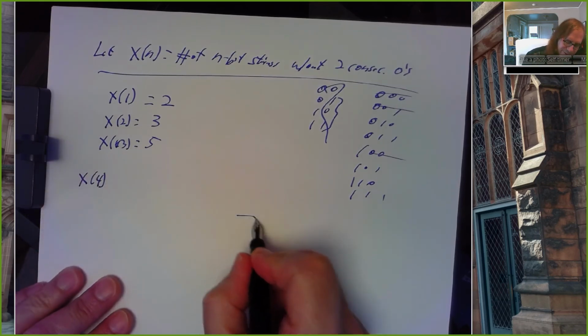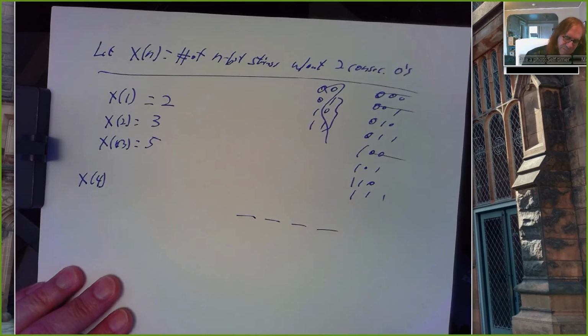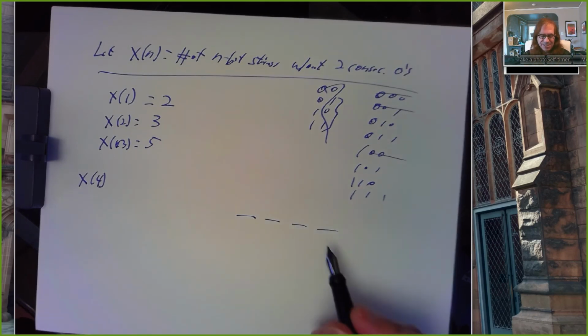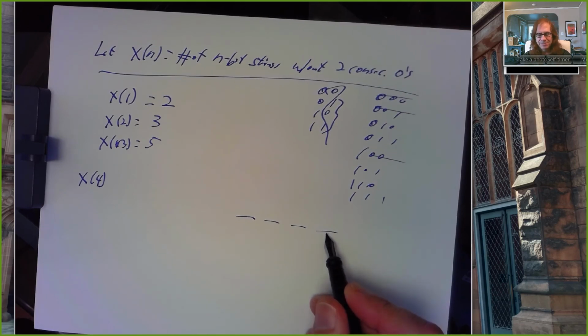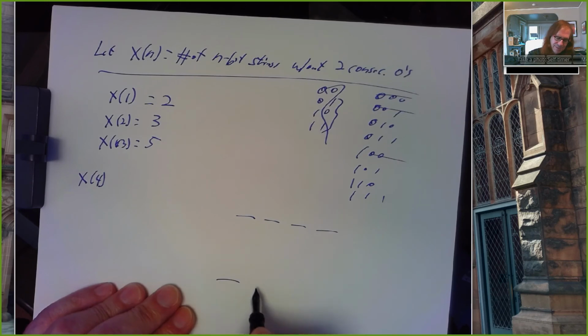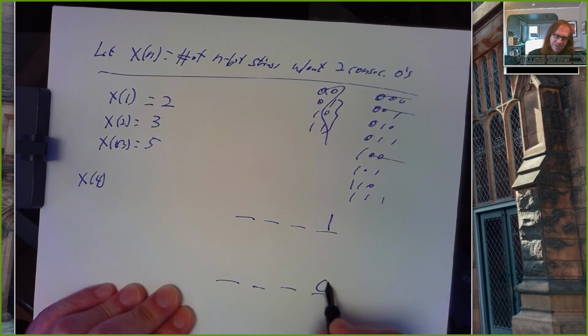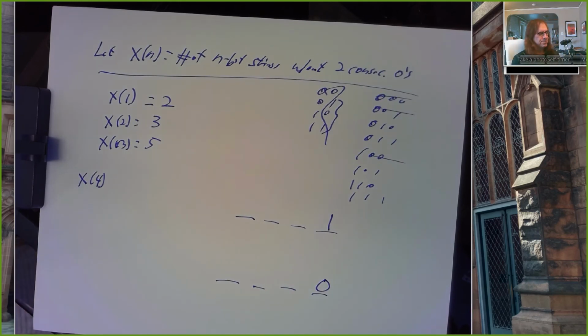Okay, let's look at 4-bit strings. So here's a 4-bit string, and it's not allowed to contain consecutive zeros, two zeros in a row. Well, just think about this last digit. There are exactly two possibilities. Either this last digit is a 1, or this last digit is a 0. Agreed?